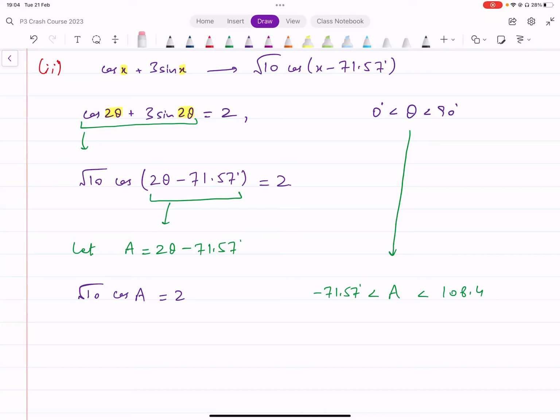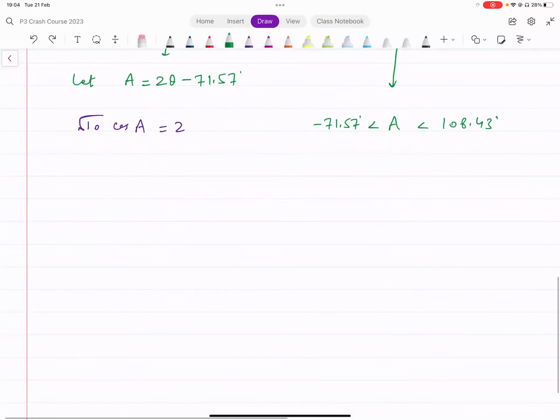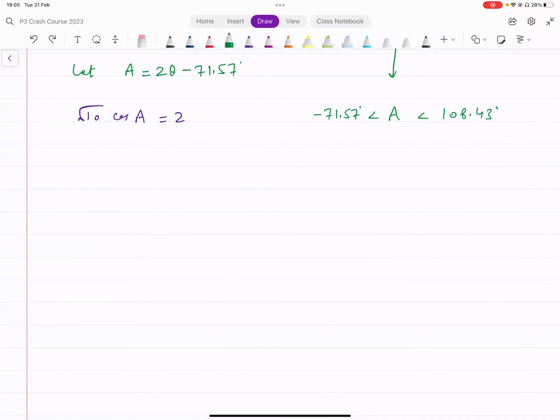So this would be the first thing that we do. We use a substitution like this. We replace this whole thing by another letter. And then we have to convert this interval accordingly as well. The interval was for theta. Our angle is not theta now. Our angle is a. So we find the interval for a. Now, once you're done with that, you just solve it like a normal trigonometric equation.